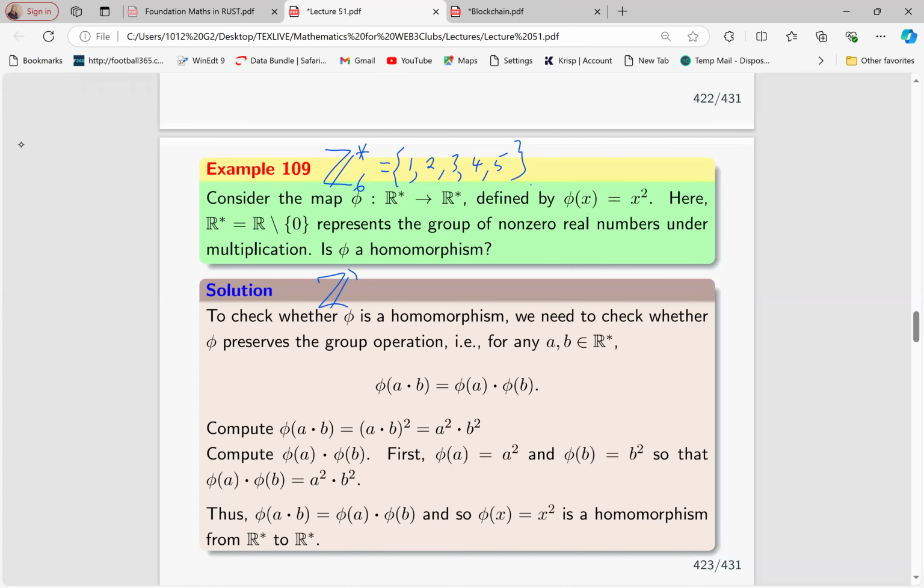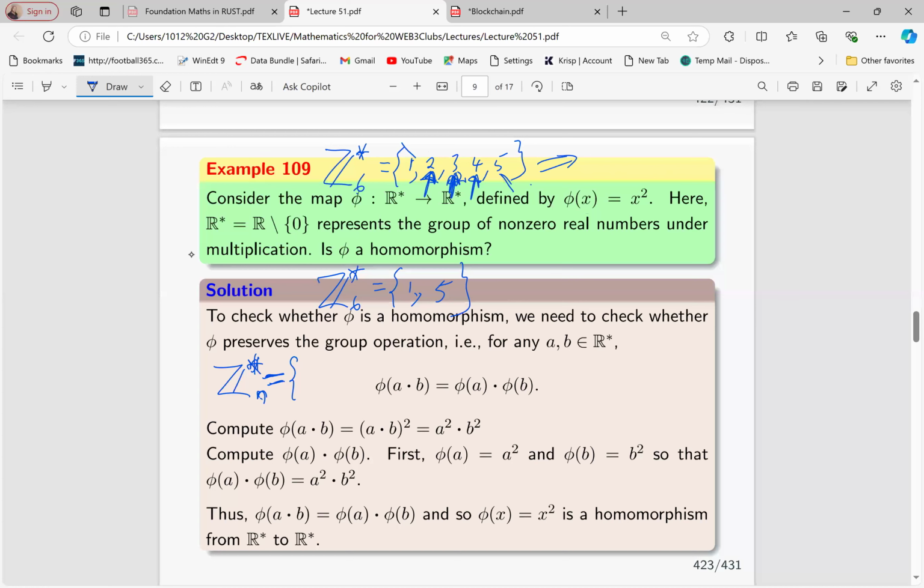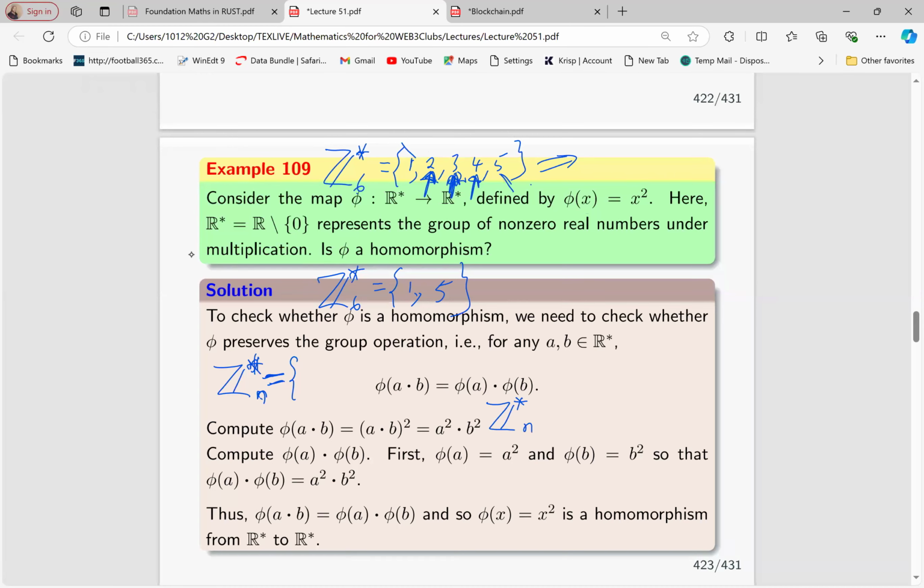What I again want to emphasize is that, with the way books are written, every time you're reading a book, get to know how Z star n has been defined. If it has been defined as the removal of 0 only, then not every Z star n will be a group.